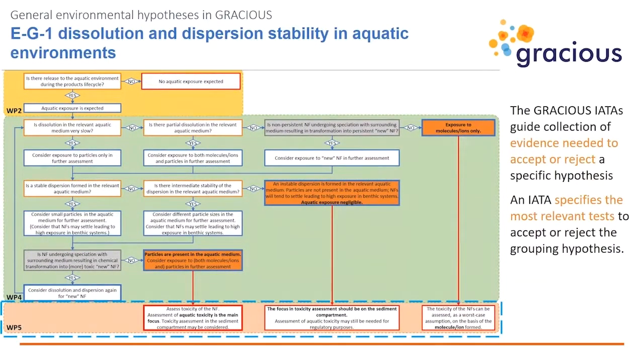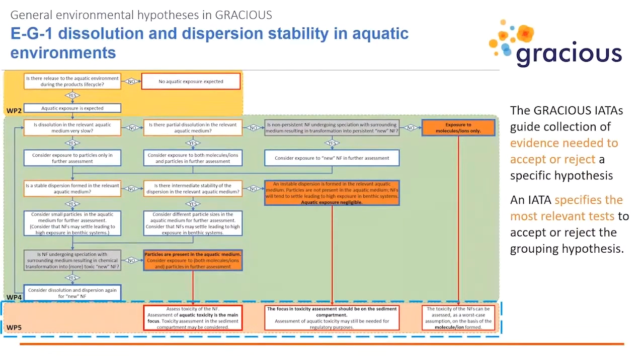Now, this was the hypothesis which delivers various grouping outcomes based on the balance between the dissolution rate and the dispersion stability of your nanoforms in the aquatic environment. Now, the Gracious IATAs guide collection of the evidence that you need to accept or reject this grouping hypothesis. And importantly, that IATA specifies the most relevant tests to make that decision.